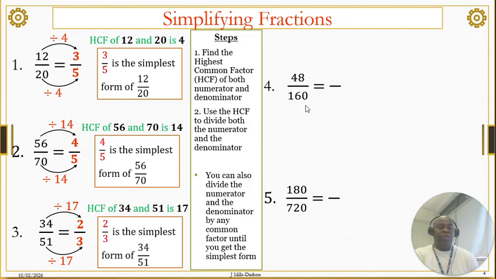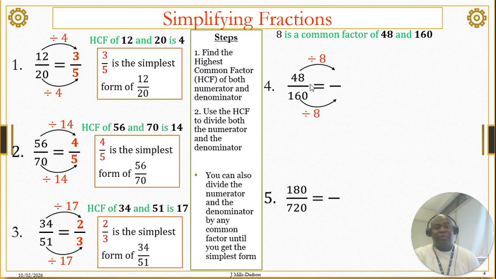Now example 4, 48 over 160. Now you realize that the numbers are too big, so you may decide to do it in bits by dividing by common factors. 8 is a common factor of 48 and 160. So you divide both by 8. That is 6 over 20. Then you look at 6 over 20 again and see, is there anything common to them? Yes, there is. HCF of 6 and 20 is 2. So you can divide 6 and 20 by 2. Then you end up with the answer 3 over 10. So we say 3 over 10 is the simplest form of 48 over 160.